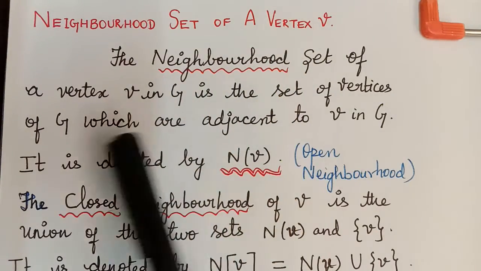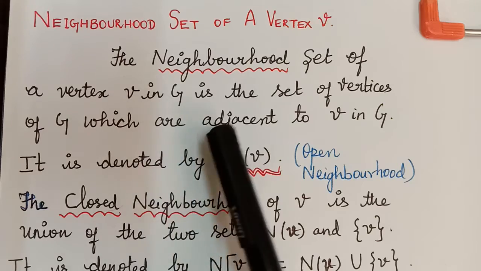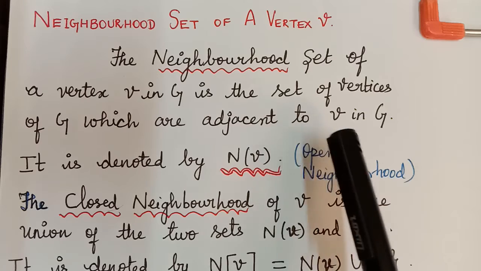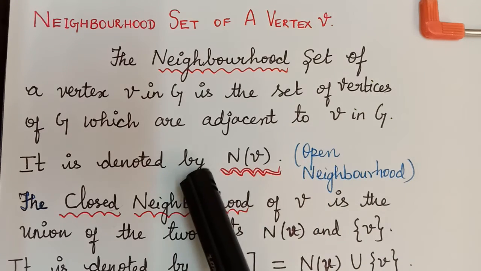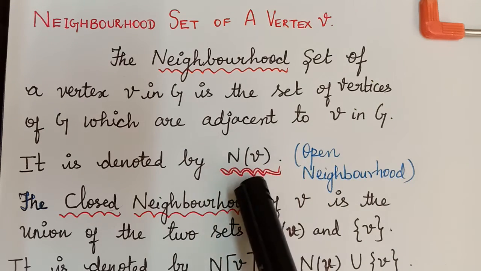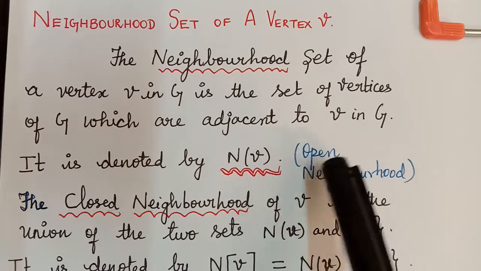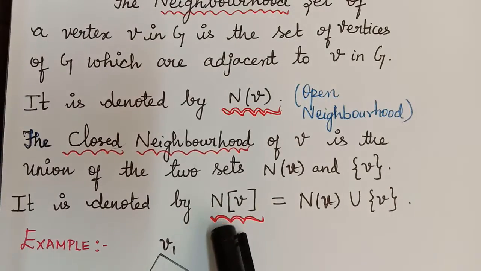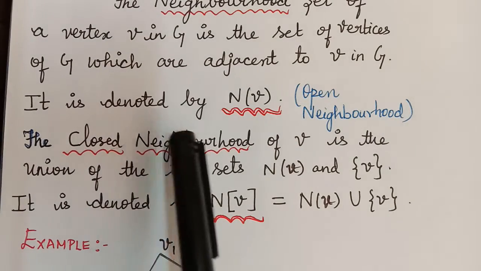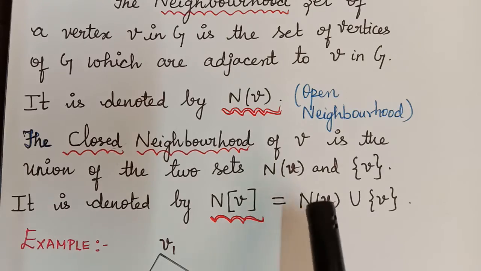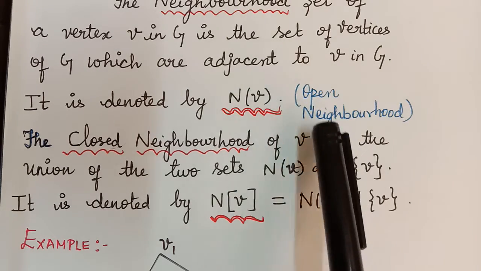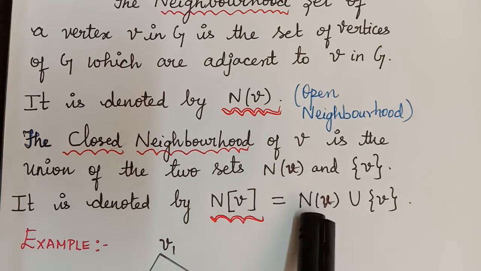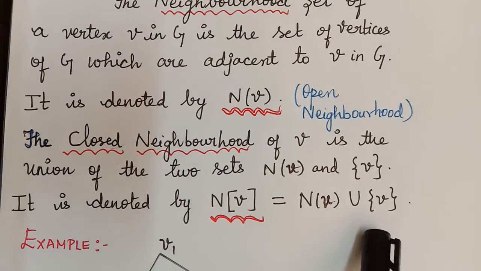The neighborhood set of a vertex V in G is the set of vertices of G which are adjacent to V in G, and it is denoted by N(V), and it is also called the open neighborhood in general. If the brackets are of closed type, then it is called the closed neighborhood, which will be the union of the open neighborhood where we include the vertex V also. That is, it is the union of the open neighborhood and the vertex V.